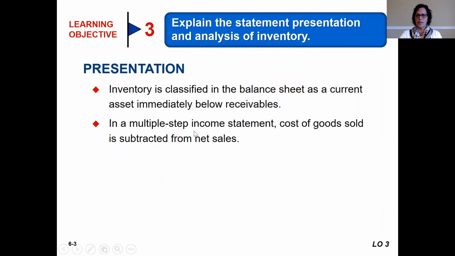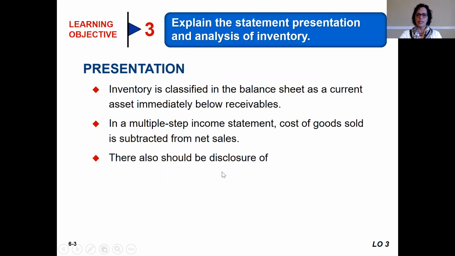In the multi-step income statement, we saw this in the previous video, cost of goods sold is subtracted from net sales. So in the income statement, right up on top, net sales is calculated as gross sales less your returns, less your discount. Net sales minus your cost of goods sold gives you your gross profit. So that's where those 2 items are going to be presented.